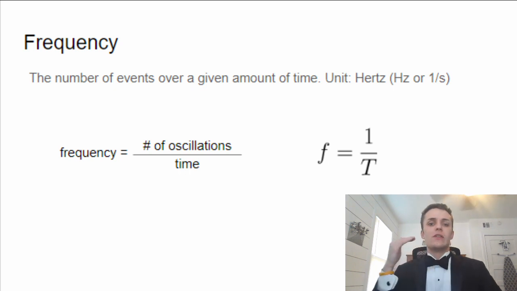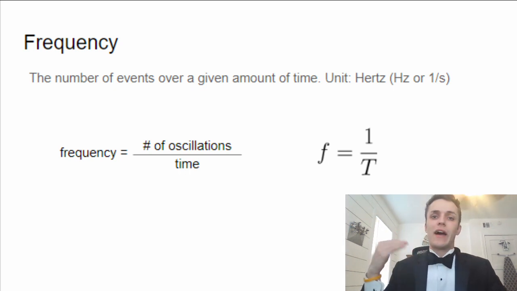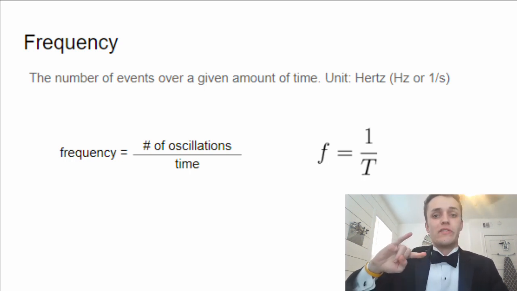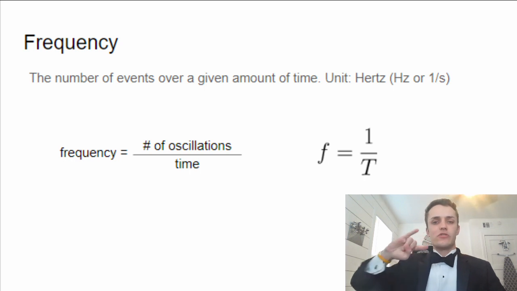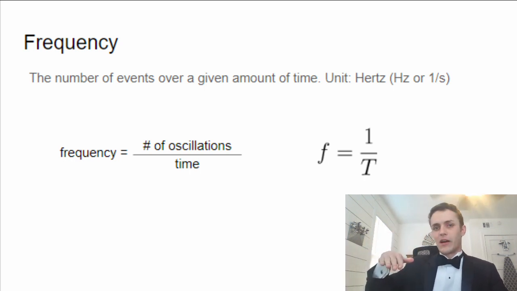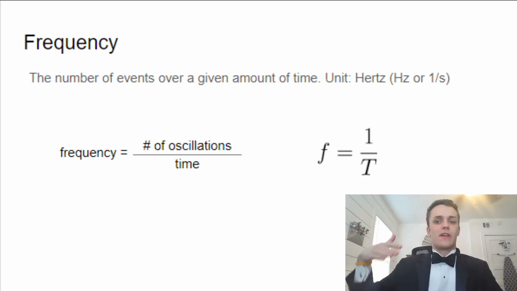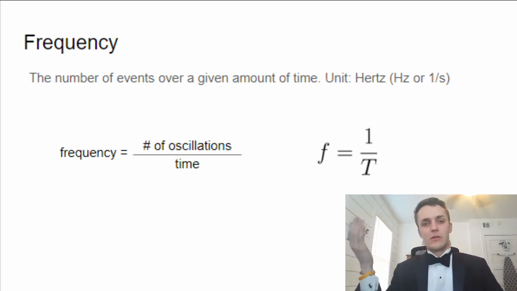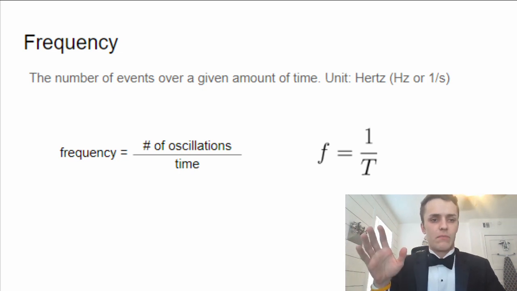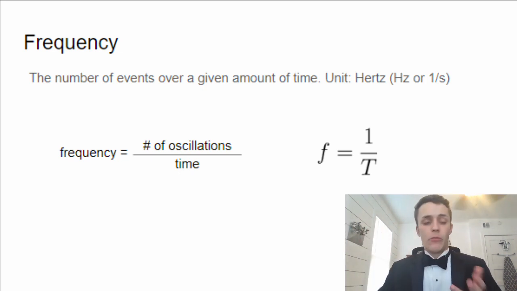So frequency is equal to the number of oscillations divided by time. Now, I've also got the other formula. You should see that the frequency is just the inverse of the period. It's just flipped. Instead of time divided by oscillations, frequency is oscillations divided by time, or frequency is equal to the inverse of period, and vice versa. We'll look at some examples of that as well. So those are our definitions.